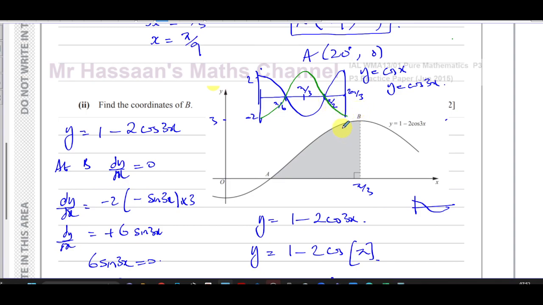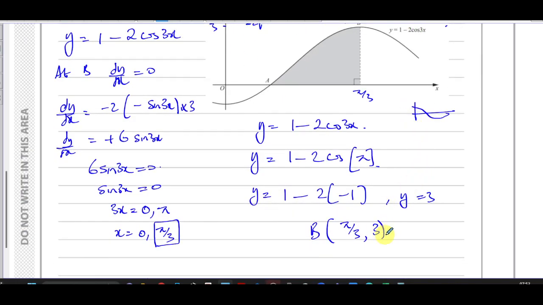Okay, and then the last thing that happens is you add 1 to the whole function. So the whole thing rises by 1 unit. So this becomes minus 1, and this becomes 3. So you can see that the coordinates of the point B, which is up here, is now pi over 3 and 3. Okay, pi over 3 and 3, which is exactly what we got by considering the turning point.